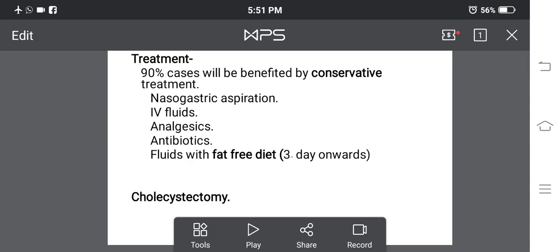So in mucocele, the content of gallbladder is sterile, but in empyema there will be pus in the gallbladder. The gallbladder will be filled with pus in empyema. And in mucocele there will be only mucus that is present, which is sterile.